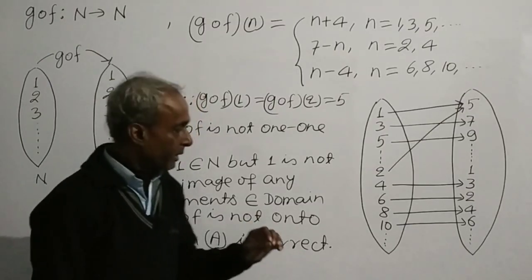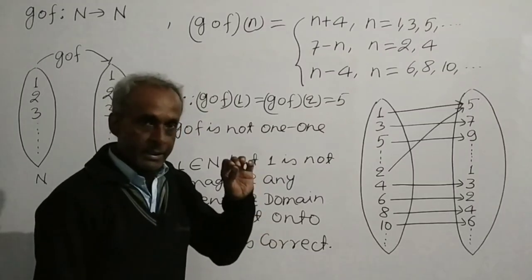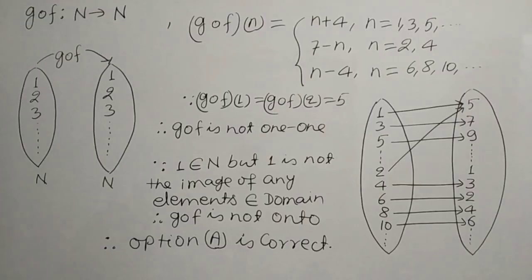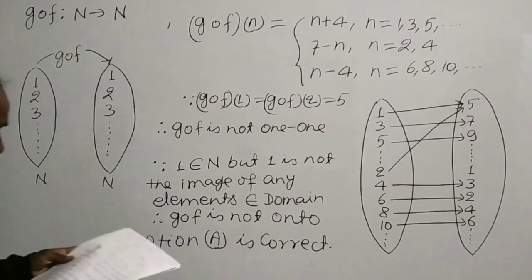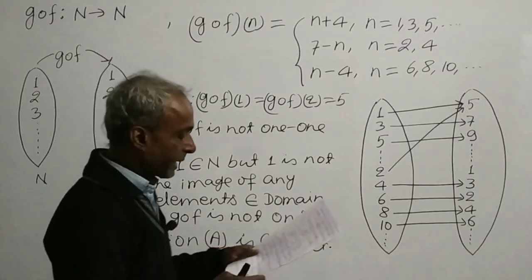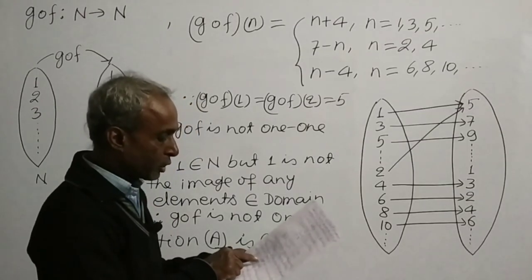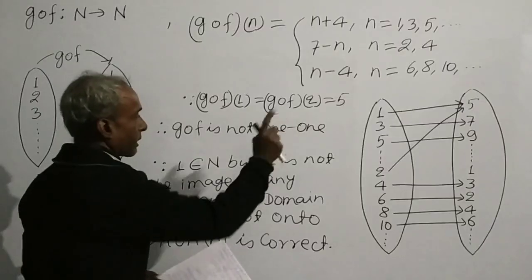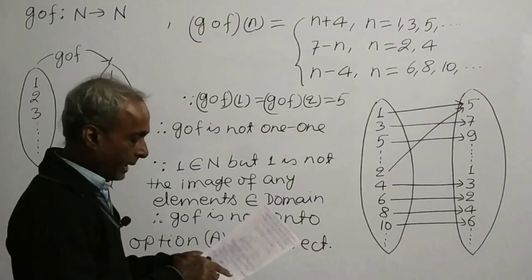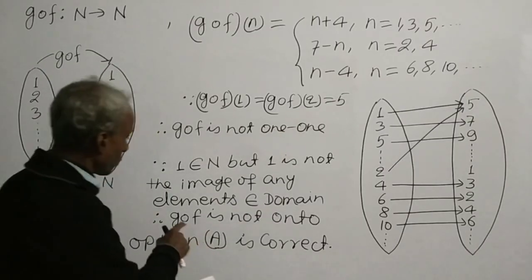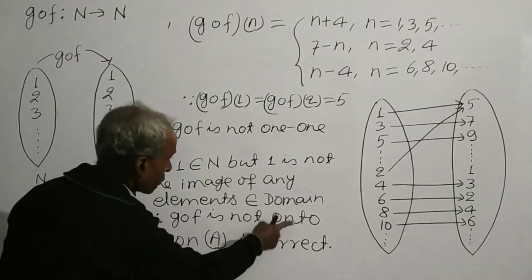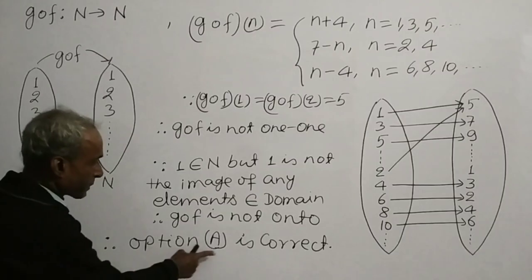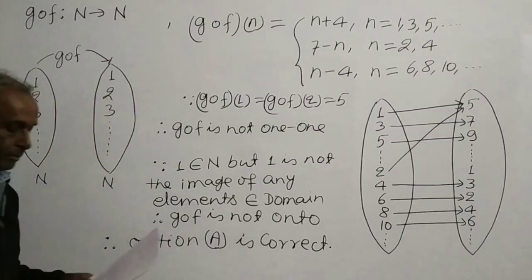Now we see what is given in the options. In option A, it is said that gof is not 1-1. This is correct. And gof is not onto. This is also correct. Therefore, option A is correct.